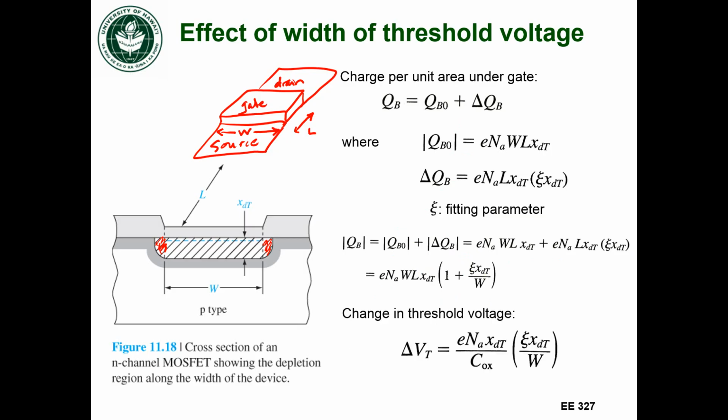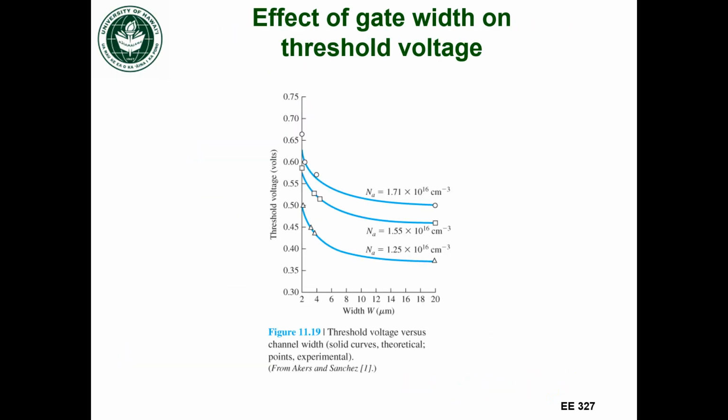And in order to figure out the change in the threshold voltage, we can then use this last equation on this slide. And the takeaway here is that as the gate width decreases, the threshold voltage, assuming it's an N channel, is going to increase. So if we look at the effect of gate width on threshold voltage, decreasing gate width, you see the threshold voltage increasing. These different curves just correspond to different substrate doping levels.